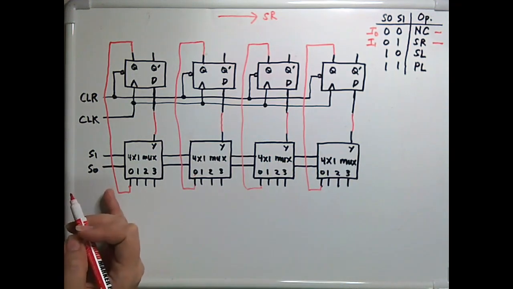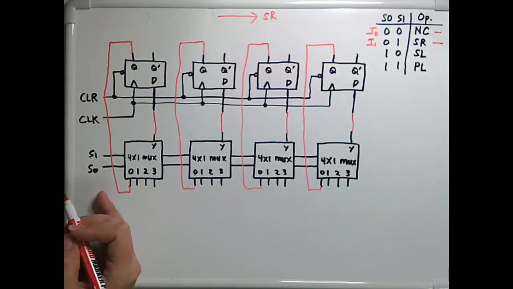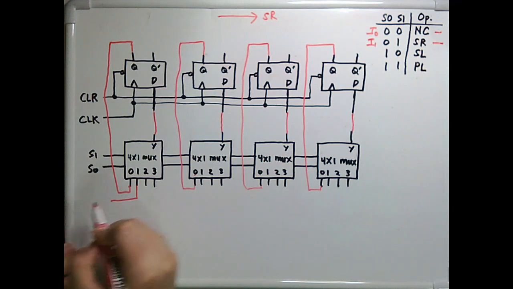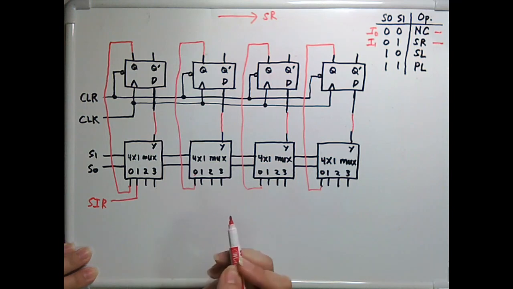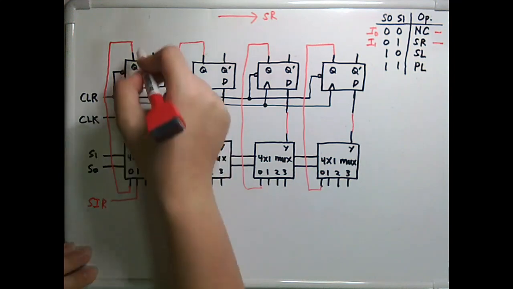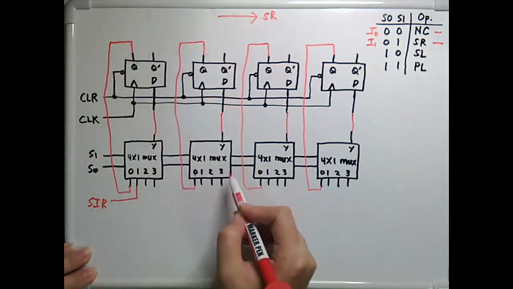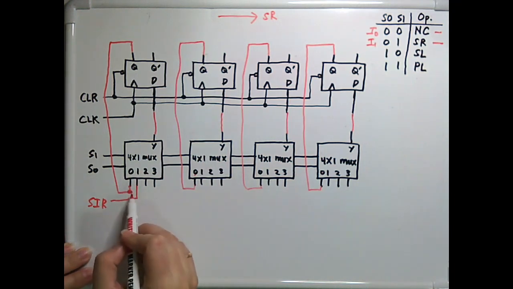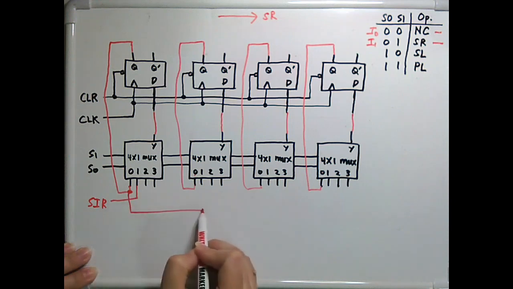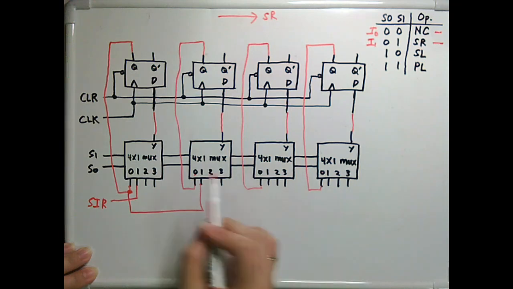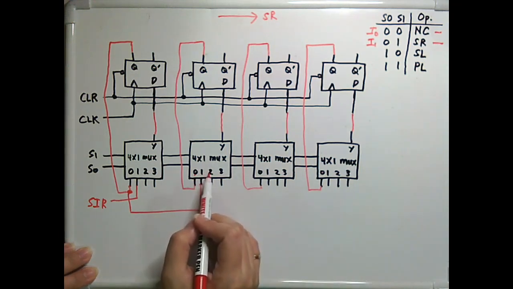So this is the leftmost. So this must be where the serial input comes in for shift right. So we have here the serial input for shift right. And since the input of Q here must be shifted to the one at the right, then we can use this input. This is connected to Q and connect it to its neighboring D flip-flop, which is connected to this neighboring multiplexer.